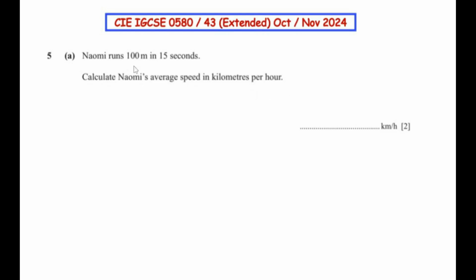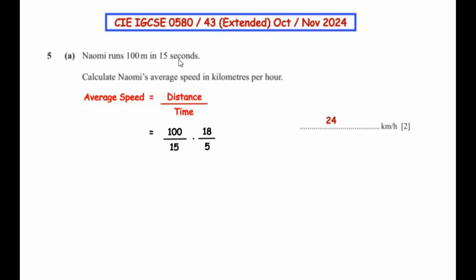So in this question they have mentioned the distance Naomi runs, that is 100 meters, and the time is also given, that is 15 seconds. But we need to find out the average speed in kilometers per hour. So we have the formula that relates average speed, distance and time as average speed is equal to distance covered over the time taken. Now distance is given in meters, that is 100, and time is in seconds. So we have written here 100 over 15.